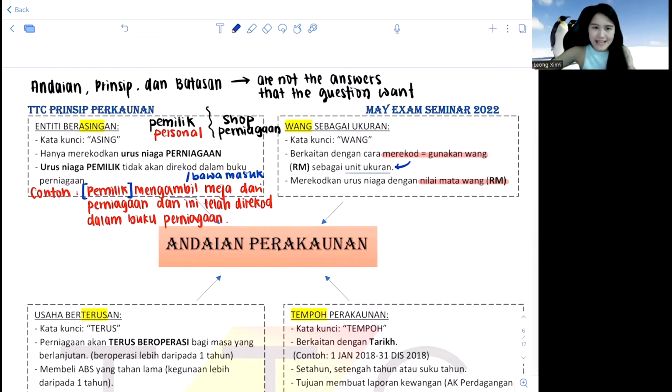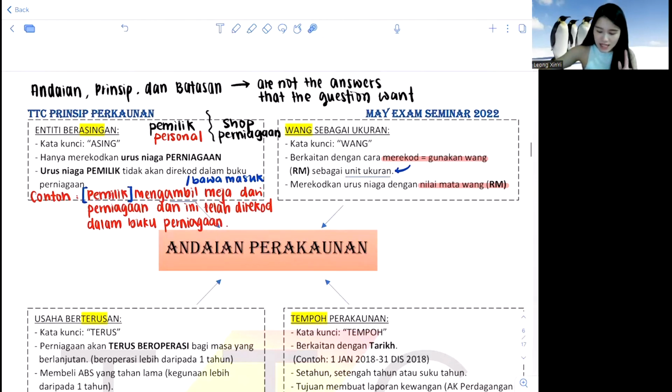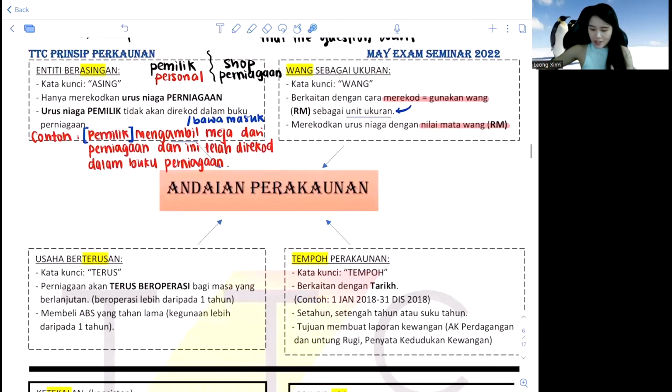Okay, so this one rarely comes out, but if you see the kata kunci is wang or they say unit ukuran, then that is going to be wang sebagai ukuran. You do not need to be scared about other currencies because we're in Malaysia. And this account that we're talking about is also based on Malaysia. That's why we only see RM. Okay, continue to the third one.